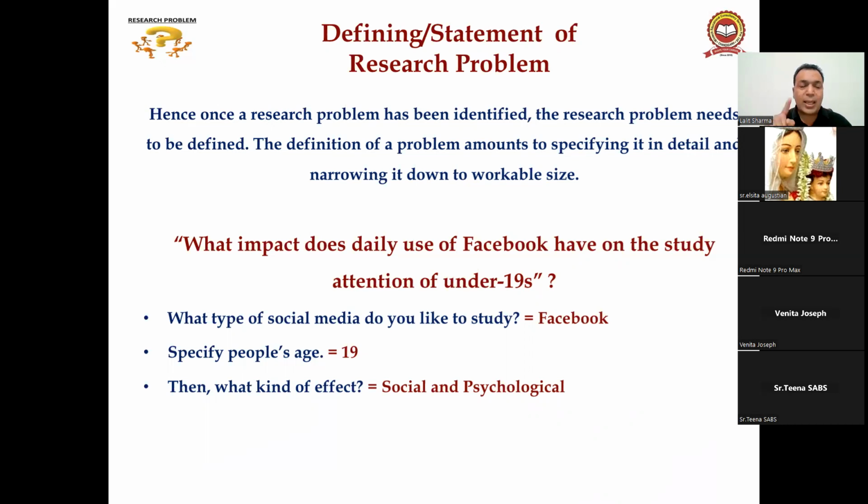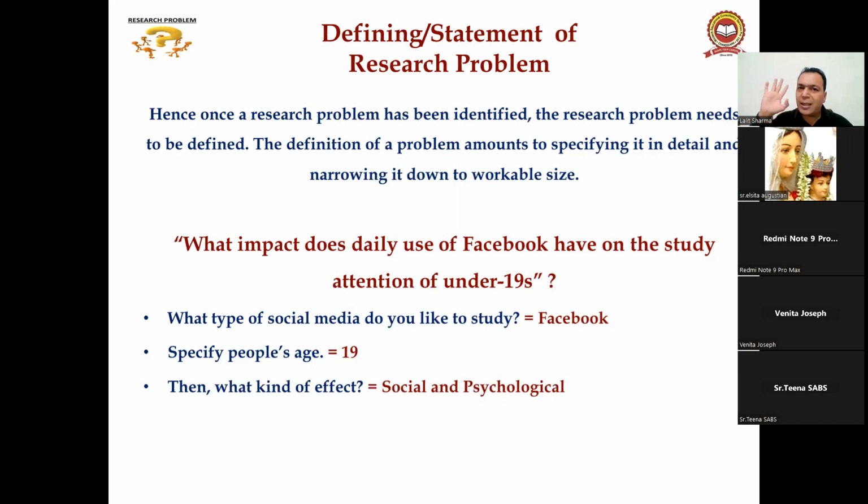For example, what impact does daily use of Facebook have on the study attention of under 19s? Guys, you can see this example I gave you at the start of the lecture. Now I have refined my statement. What kind of refinement have I got? Number one, I have come to know that Facebook is social media. Specifying the age, 19, and what kind of effect, social and psychological. Now it is clear in my mind, I'm hypothesizing, if Facebook has an effect on the attention of under 19s.